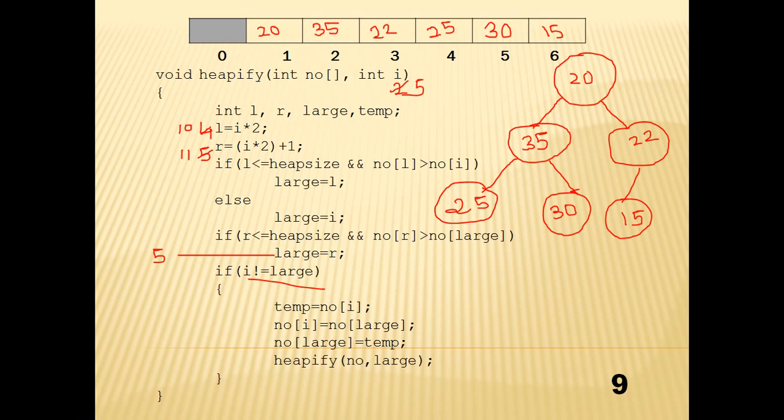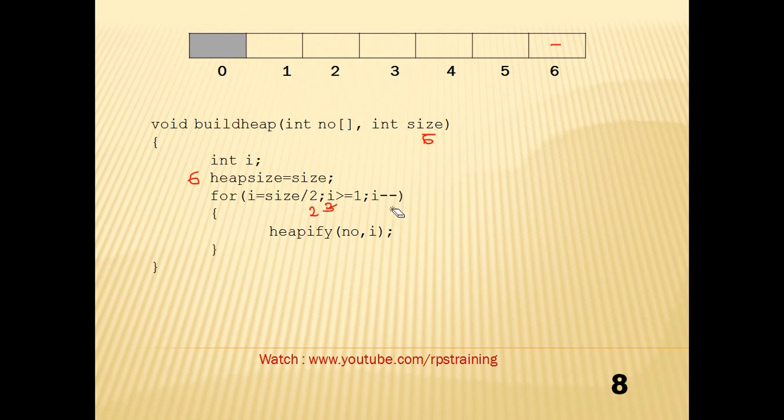So the same thing will occur as in the previous execution. For 10 and 11 this condition will be false, so large will be i, and this condition also will be false. If this condition is false, then this condition must be false, and so i not equal to large will be false, and your execution control will go back to where you have called. Okay, you are coming here. i was 2, now i minus minus, i will be 1.